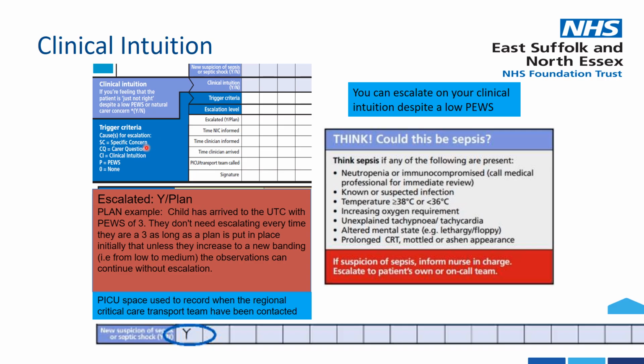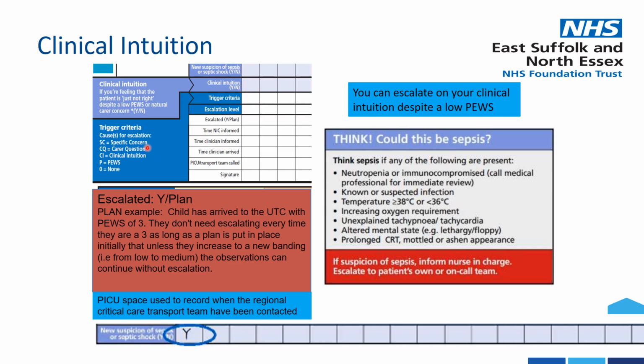The carer question, clinical intuition, the PEWS. So the PEWS is the easiest, and that's traditionally why we would escalate a child. So if the PEWS score is high, then we are going to escalate them. But there are other ways in which we can escalate. So the clinical intuition, so that is this question. So if you do have that gut feeling, that's another way you can escalate.